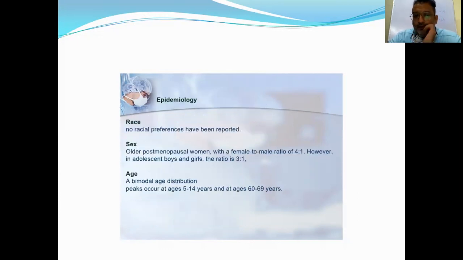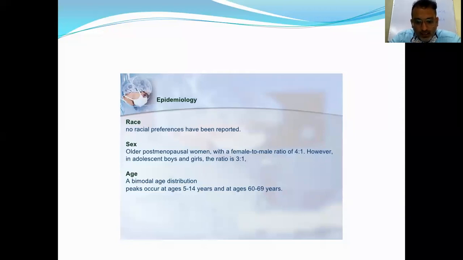So coming to epidemiology, there is no racial preference. Okay. What is the sexual preference? Old post-menopausal women. So everything which leads to osteoporosis. So senility, age. If it is a more aged person, there is every chance of distal radius fracture. Post-menopausal women are more prone to osteoporosis. So it is most common in old post-menopausal women with a female to male ratio of 4:1.